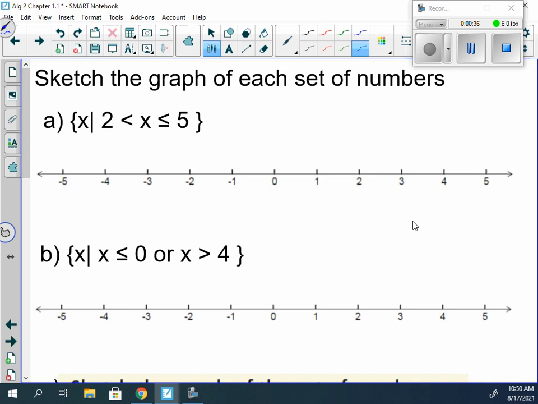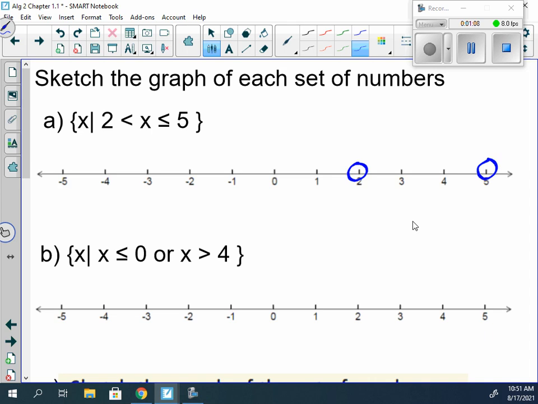So if we look at the first one here, we have the set of all real numbers x such that 2 is less than x is less than or equal to 5. So what are we talking about? We're talking about all the numbers between 2 and 5 that include 5, yes? So if we were to graph this on a number line, we would put a circle at 2 and a circle at 5. We'd have points at both of those spots.